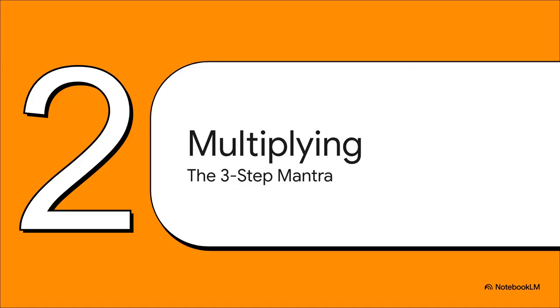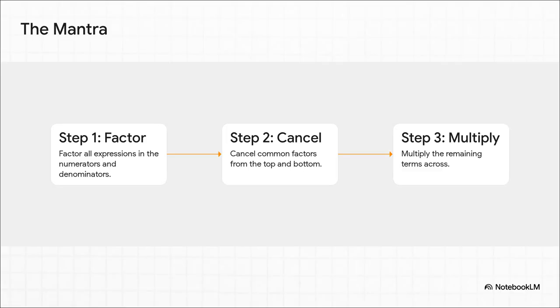All right, with the golden rule firmly in place, we are ready for the main event. Let's talk about multiplication. And to make this as easy as possible, we're just going to use a simple 3-step mantra. Here it is. Just burn this into your brain. Factor, cancel, multiply. That's it. This is your game plan for every single multiplication problem. First, you break everything down. Second, you look for twins on the top and bottom and cancel them out. And third, you just multiply whatever's left.